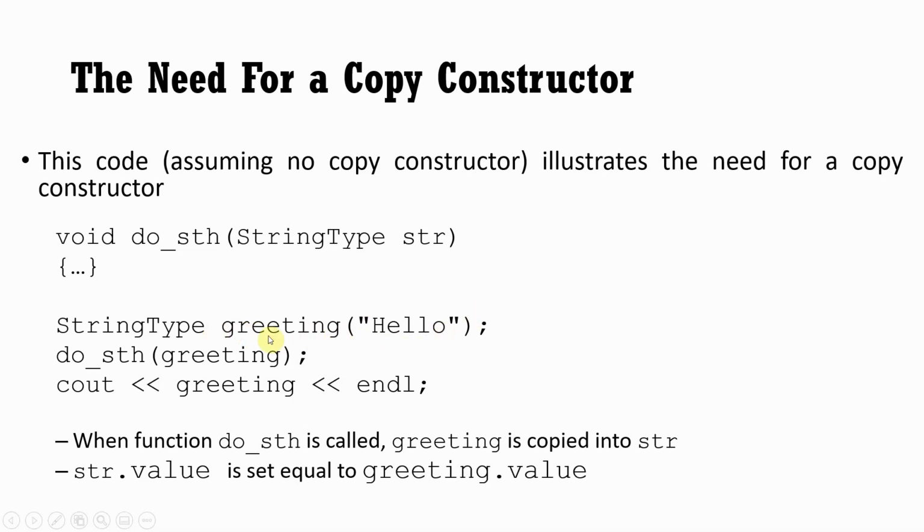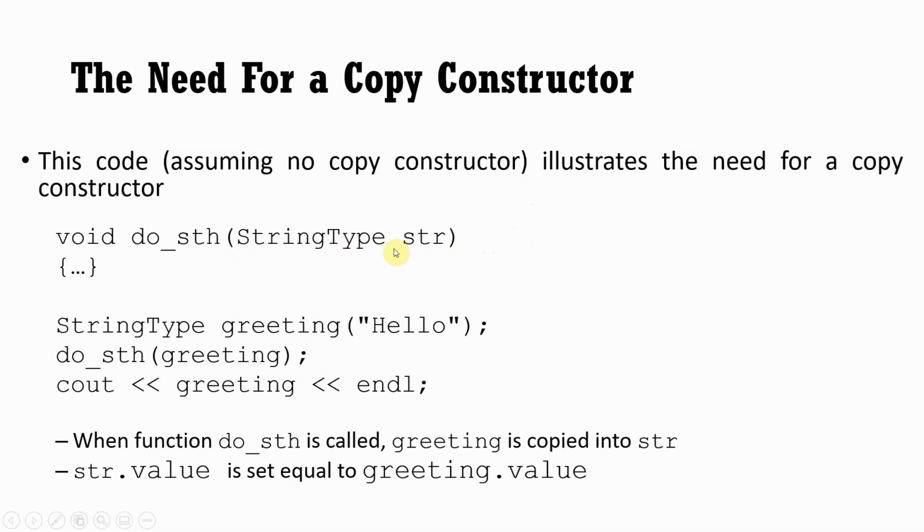So here we have one object, and at this point we are calling a dummy function. We are passing this object to this function by value. You remember, when we pass an object to a function by value, the copy constructor is going to be called. On which object? On this object, because this is the same as saying that the StringType object str is equal to greeting. So we are declaring it and initializing it at the same time.